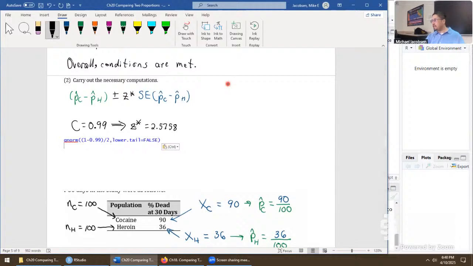So that value right there equals the Z star that we just cited. So we've got a couple things out of the way. We've got all the statistics, we've got Z star. Next thing we need to compute is that standard error. So let's do this maybe on the right now.